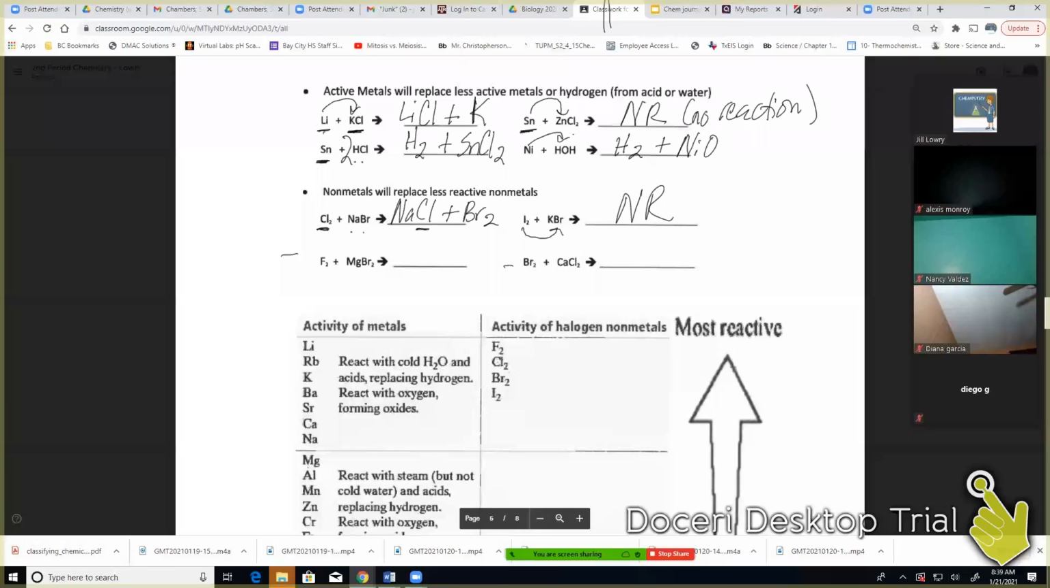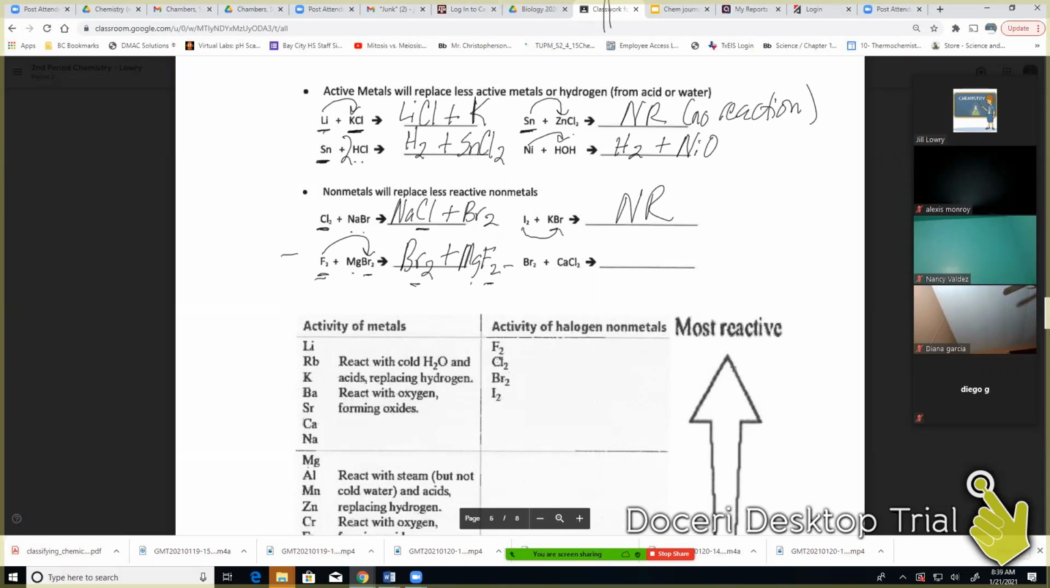All right. What about this one? F. Is it trying to replace the Mg or the Br? Br. And is it strong enough? Yes. So now my Br is by itself, and there's a lot of diatomics on these. And now my F replaces my Br, and I have MgF2. Although when you glance at it, you think it might need to be balanced, it actually is already balanced because I have 2 fluorine on each side, 2 bromine, and 1 magnesium.